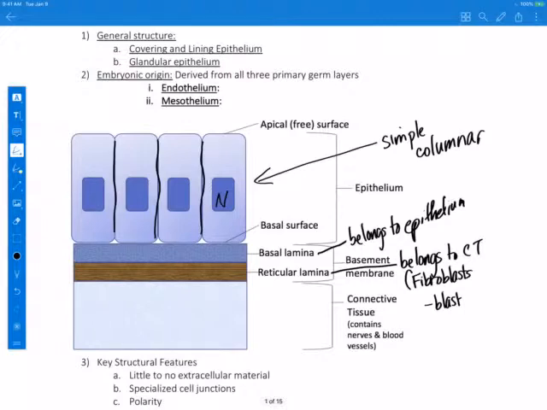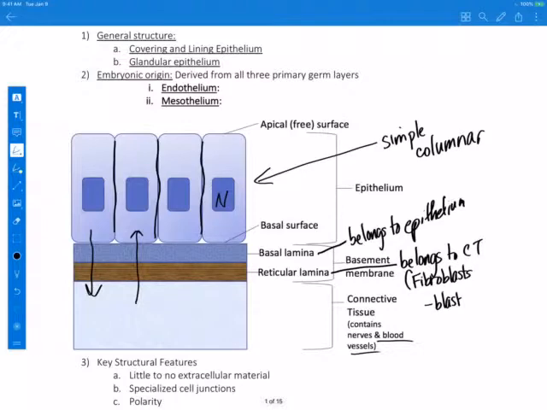Below the basement membrane, then, you come across connective tissue. And this is where you find the blood vessels. This has nerves and blood vessels, and so any oxygen and nutrients within the blood vessels of this connective tissue will diffuse up into the epithelium. And then, of course, waste, such as carbon dioxide, will diffuse out and into the blood of the connective tissue.